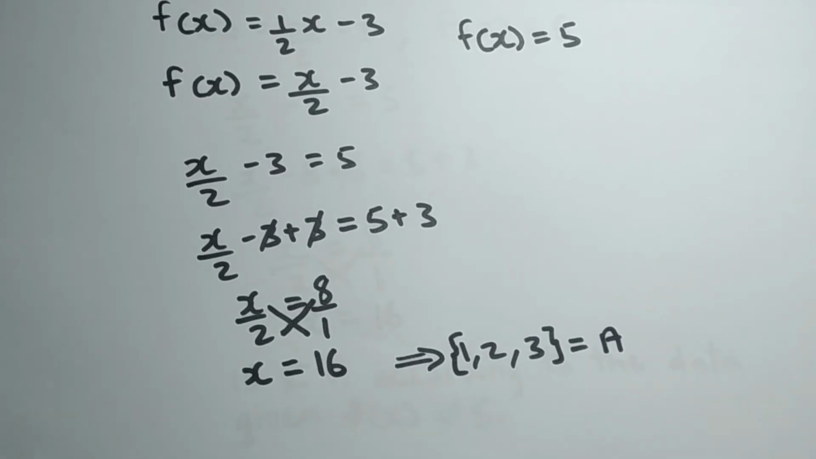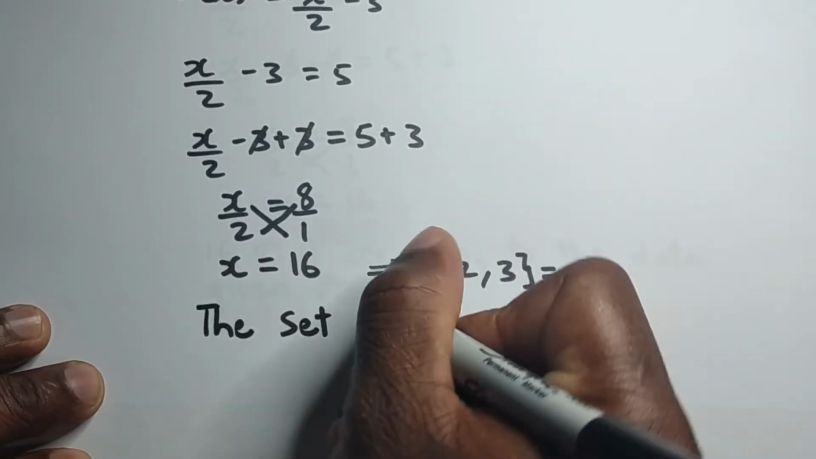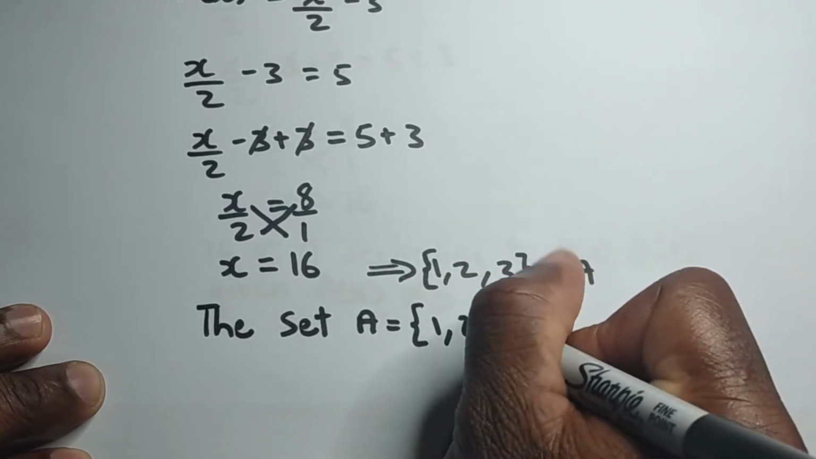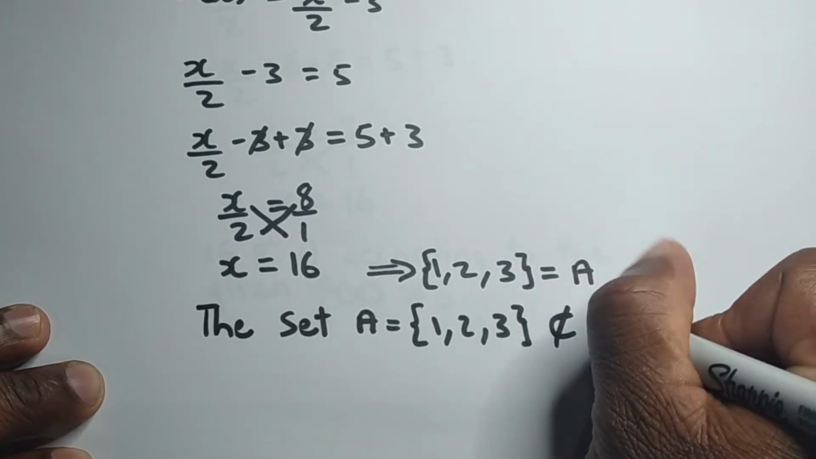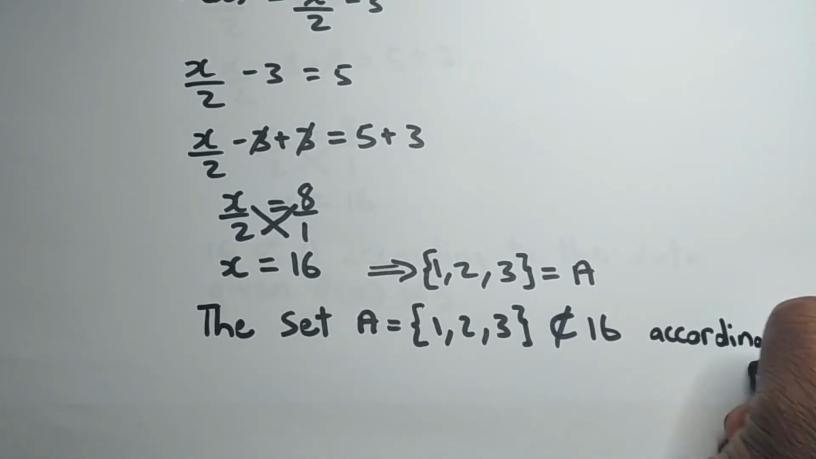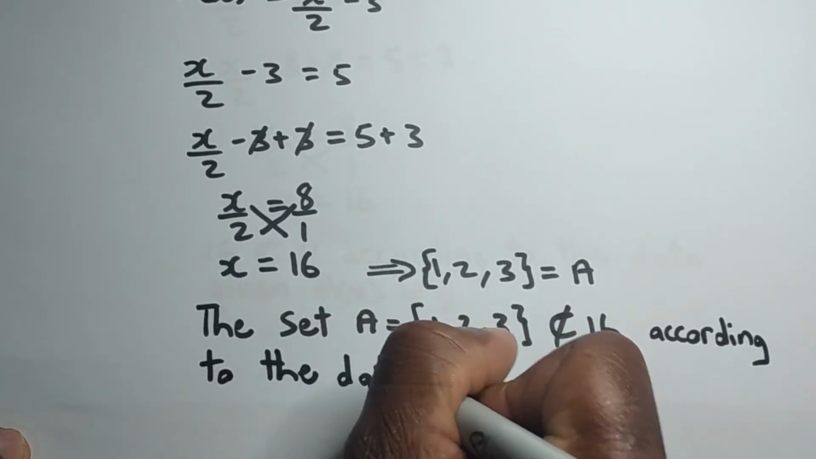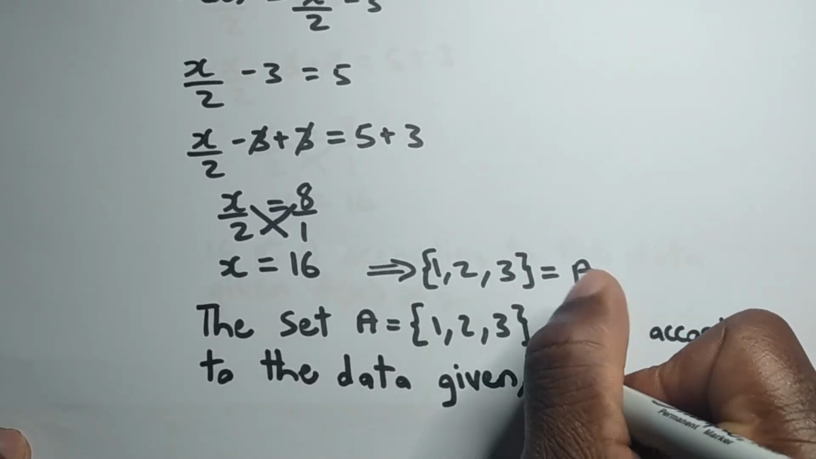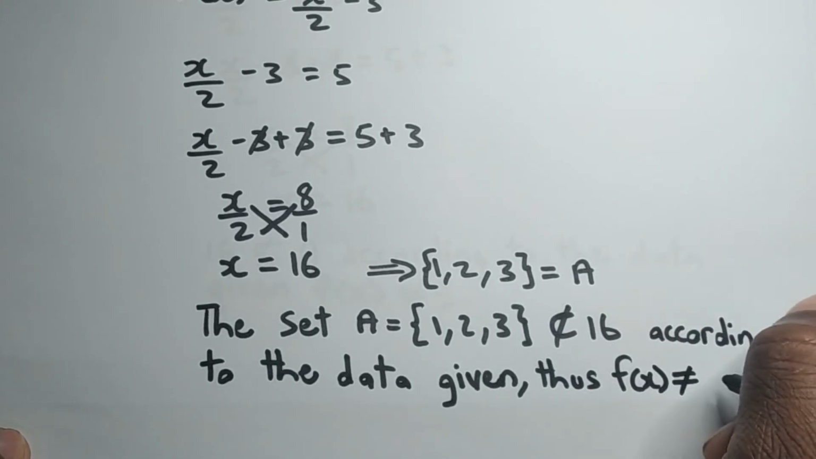So we can say the set A, which is equal to 1, 2, and 3, all right, does not contain 16 according to the data given, thus f of x is not equal to 5, all right?